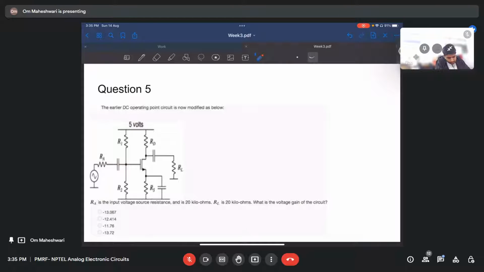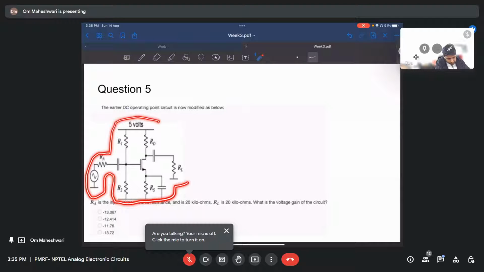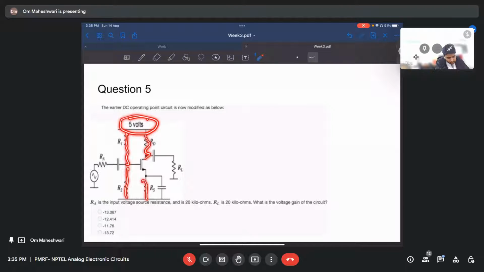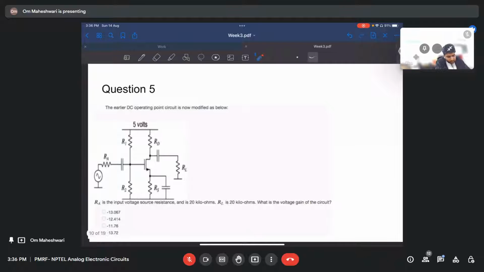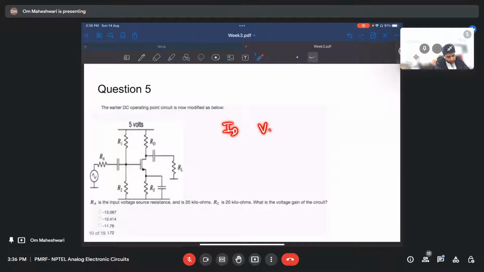Okay, so now we have AC coupling in the circuit. We are applying, so this 5 volts and these resistors were actually biasing our circuit at some DC values. We had some ID and VDS and VGS. These are DC values. Now we are applying an AC signal here, V in. This is an AC signal. So onto that DC, we are applying AC signals. And with AC comes gain. So we have to find voltage gain for this circuit.